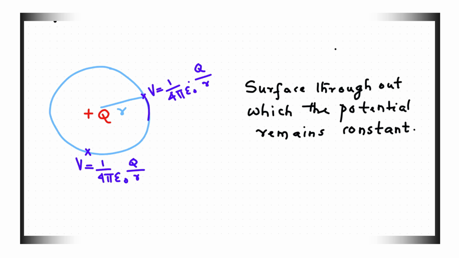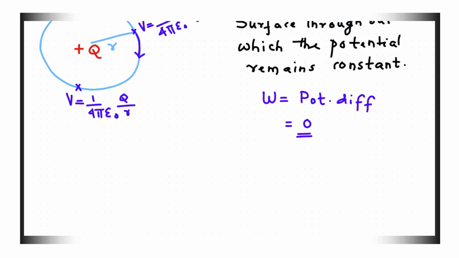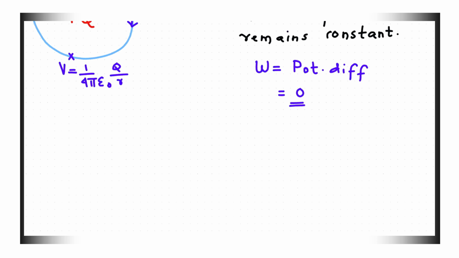We know that work done is equal to potential difference. And what is the potential difference in an equipotential surface? It is 0, because everywhere the potential is the same. So always remember, they will give you any value of charge, 500 microcoulomb, 600 nanocoulomb, whatever be the charge, the work done to move a charge along an equipotential surface will always be 0, because there is no potential difference on an equipotential surface.